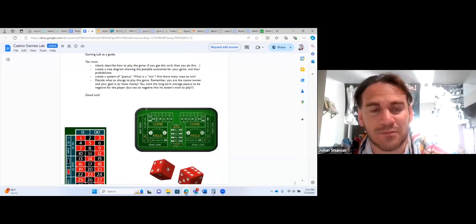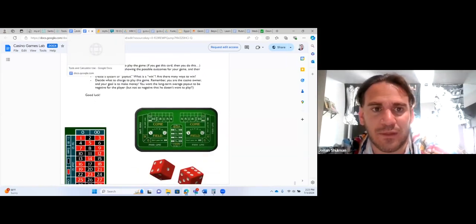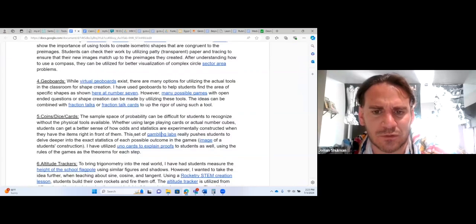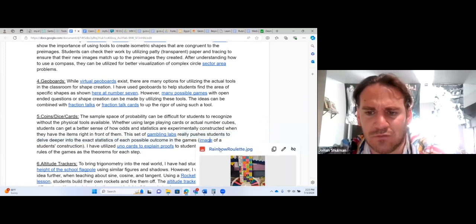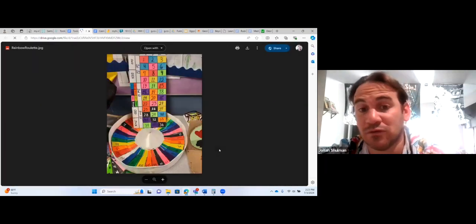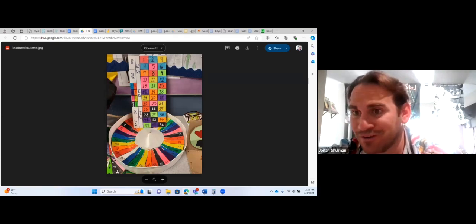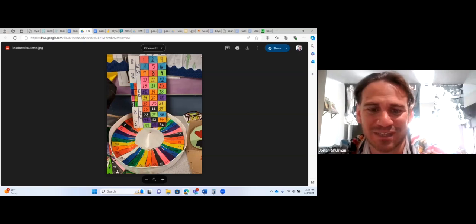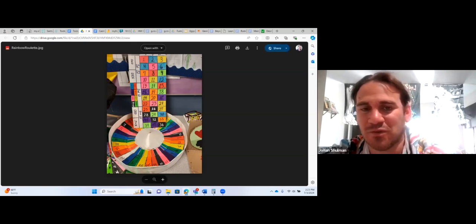Students making their own gambling games was great. And they actually had to develop their own, which I thought was awesome. It really pushes students to delve deeper into exact statistics of possible outcomes. Here's an image of, oh yeah, this is one. So I asked them to create their own game with their own rules. This was Rainbow Roulette. It was more fun than regular roulette, and it was harder, because they had to actually get the right answer. So they made their own roulette board, and they had to show me all the probabilities and how to play the game.